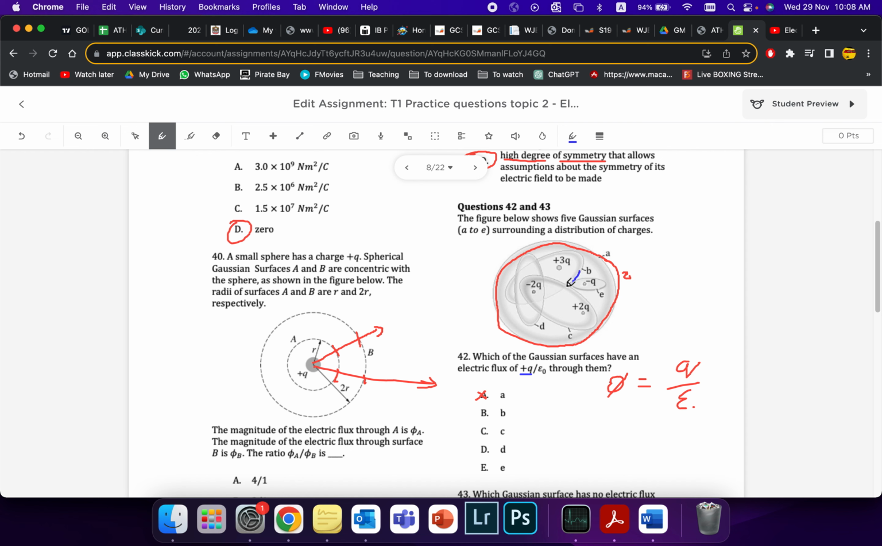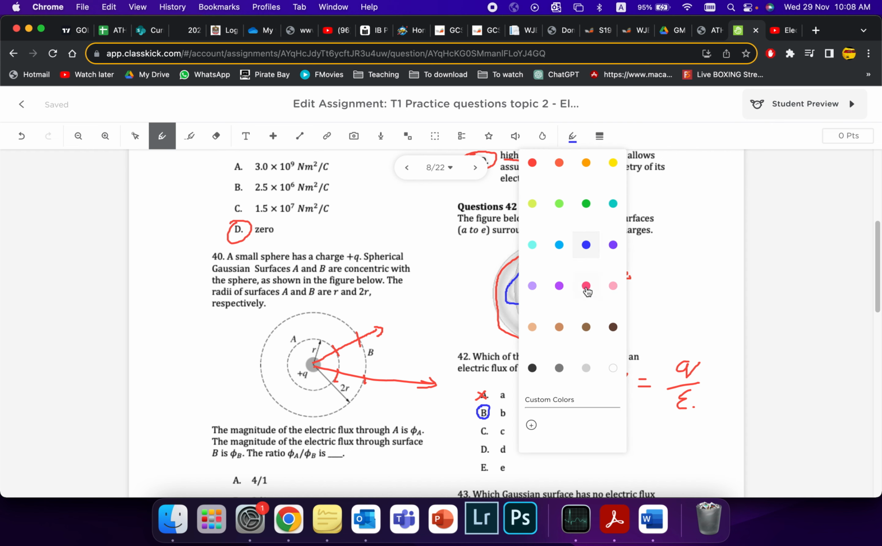Let's look at B. Looking at B right now, the enclosed charge is all I care about. This is the shape for B. Plus 3 minus 2, of course, is 1. That's exactly what I need. B is the answer. Let's just make sure that there are no other answers and that no other mistakes are being made.